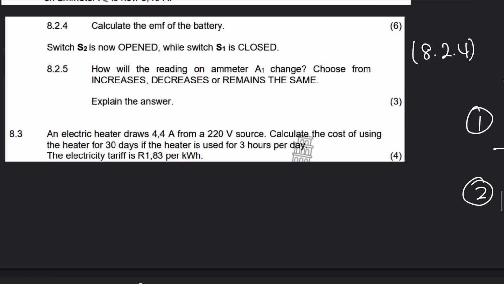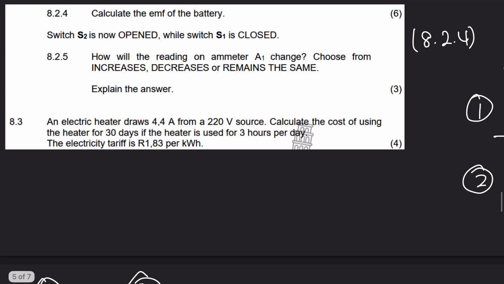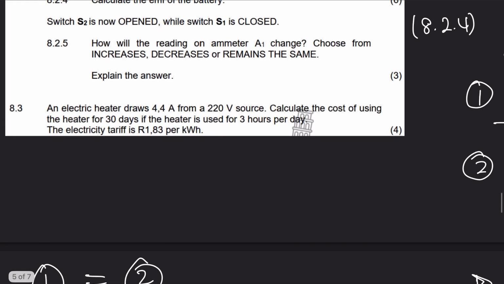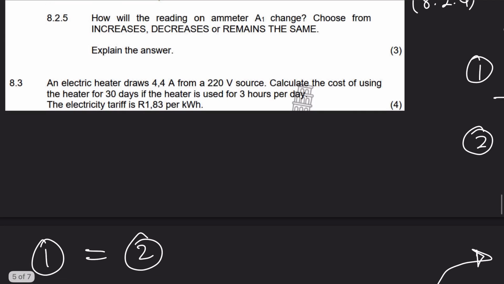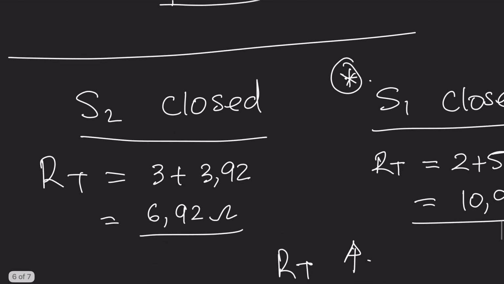Okay, let's do the last one. Last question. An electric heater draws 4.4 amps from a 220 volt source. Calculate the cost of using the heater for 30 days if the heater is used for 3 hours per day. The electricity tariff is 1.83 rands per kilowatt hour.